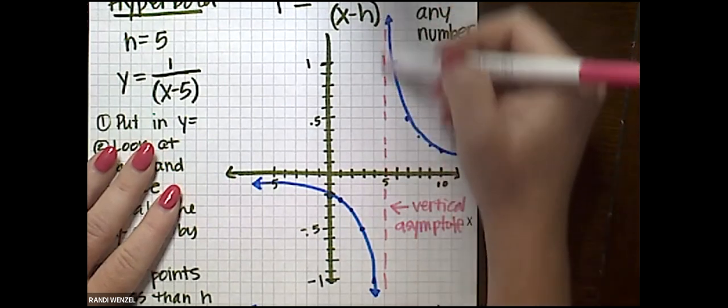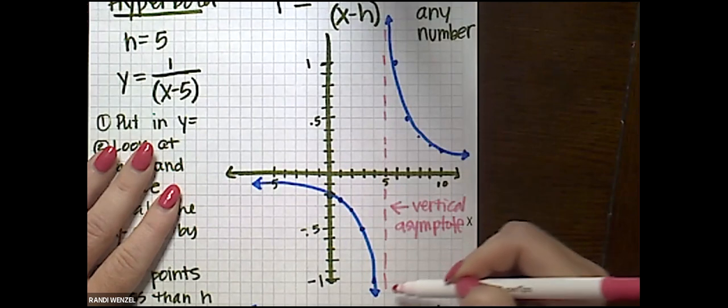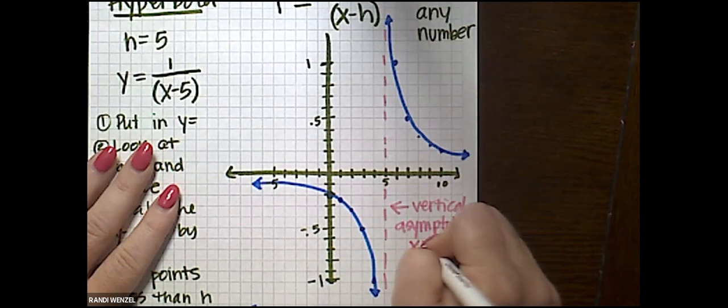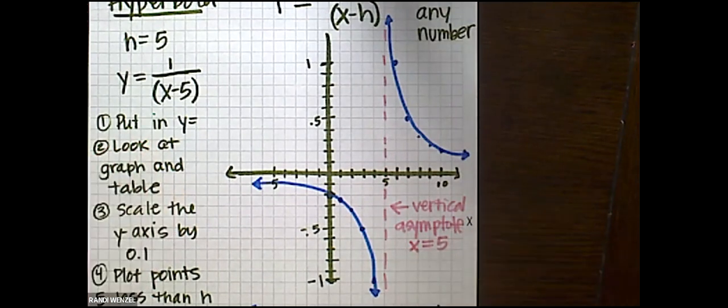The vertical asymptote is always where the error is. So since our error was at 5, we say our vertical asymptote is at x equals 5.